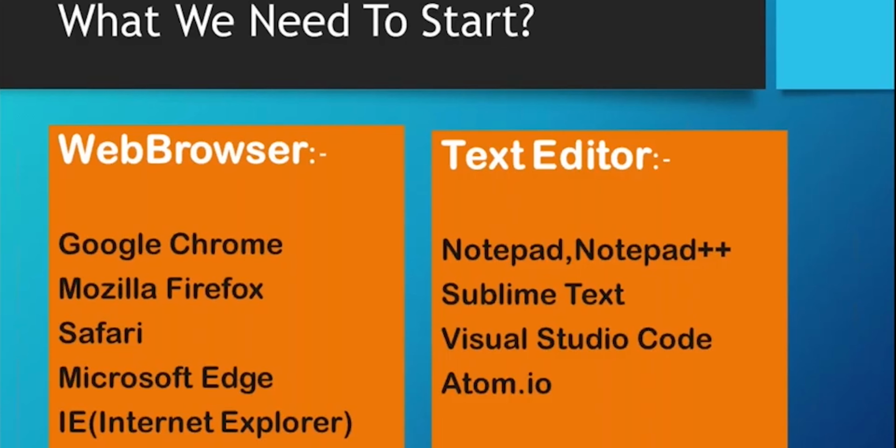Similarly, you can pick any one of the text editors below: Notepad, Notepad++, Sublime Text, Visual Studio Code, Atom. Notepad is a very common one, and we can write very basic code in Notepad. Notepad++, Sublime Text, Visual Studio Code and Atom provide some default syntaxes for us.